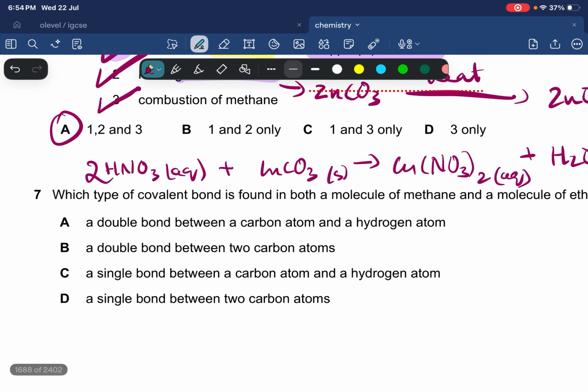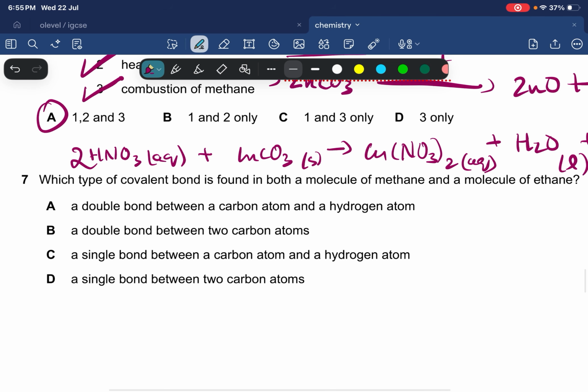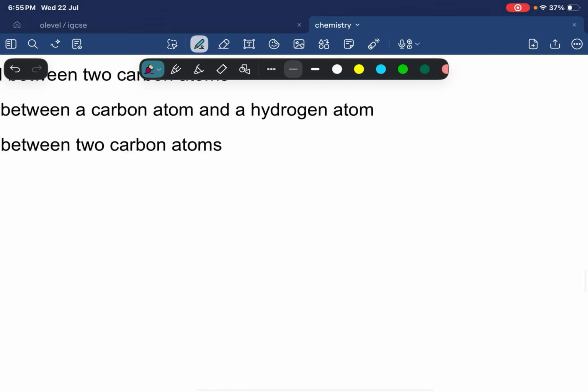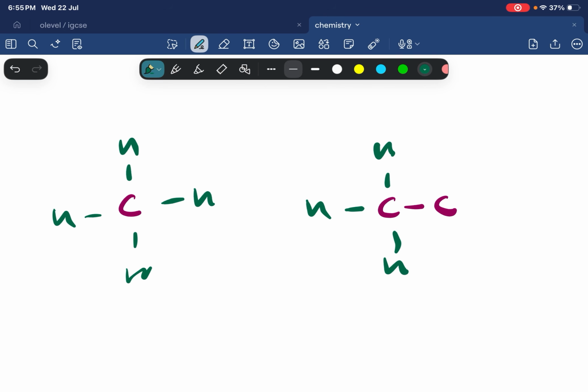Which type of covalent bond is found in both a molecule of methane and a molecule of ethane? Which type of covalent bond? Oh my god, let's draw methane and ethane. So for methane, we just need a carbon. For ethane, we need 2 carbons. For methane, we need 4 bonds like this. For ethane, we need 1, 2, 3, 4, 5, 6 bonds like this.